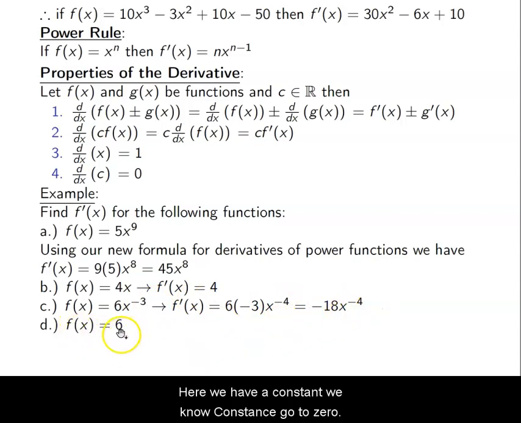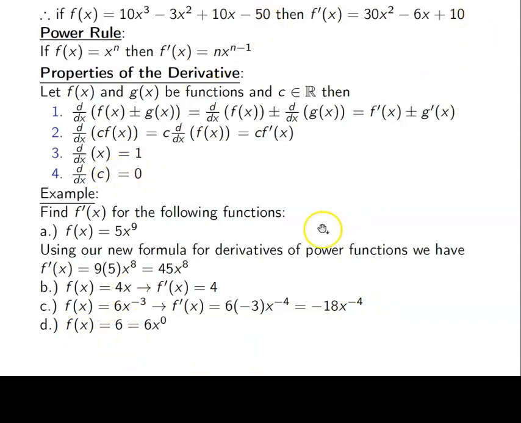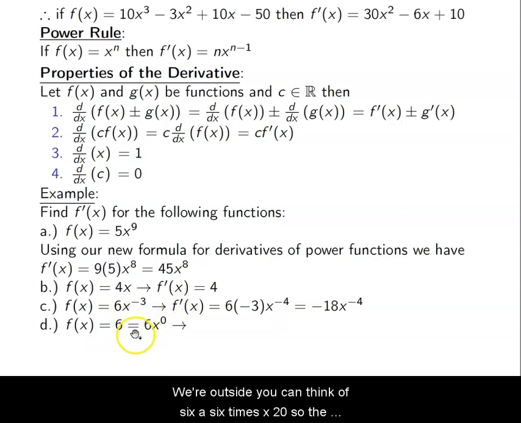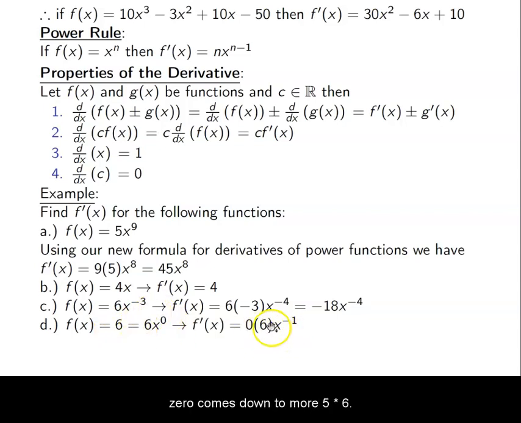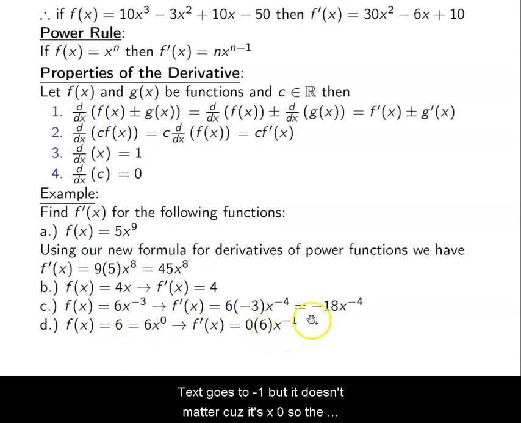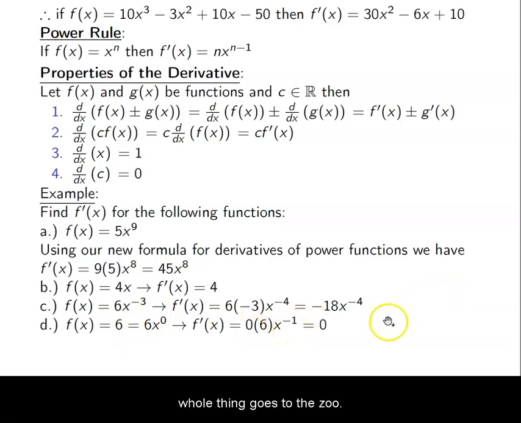Here we have a constant. We know constants go to 0. Looking at it in terms of the rules, the 1 comes down, x goes to 0. Or I'm sorry, you can think of 6 as 6 times x to the 0. So the 0 comes down to multiply times the 6. X goes to negative 1, but it doesn't matter because it's multiplied by 0. So the whole thing goes to 0.